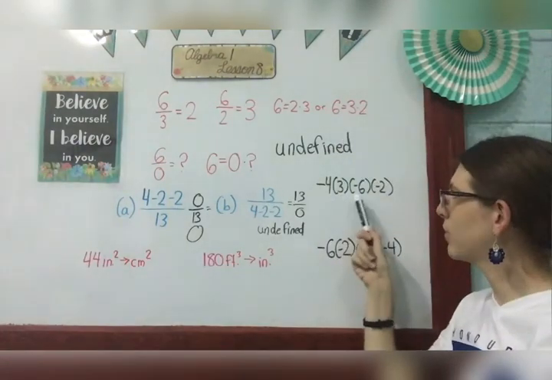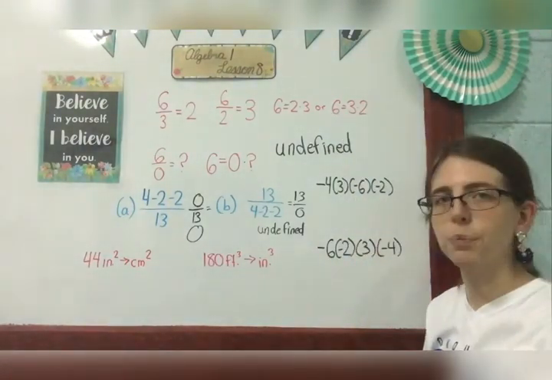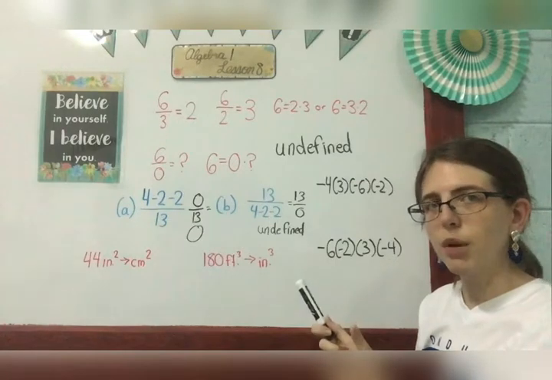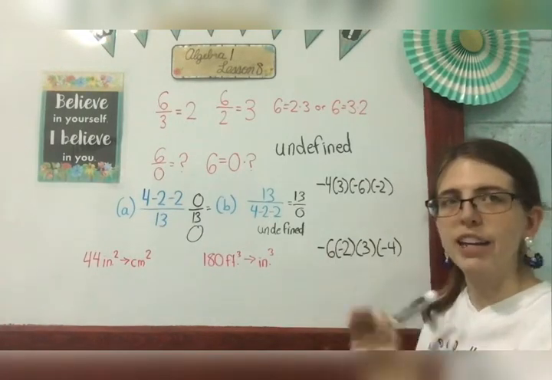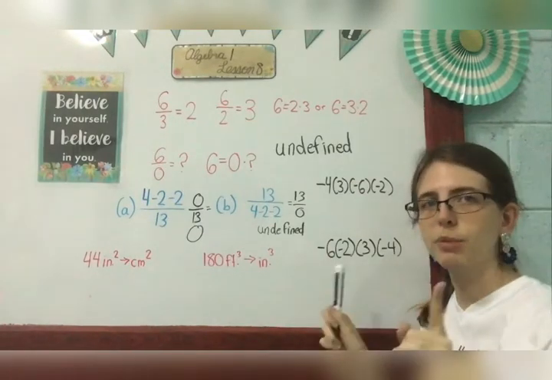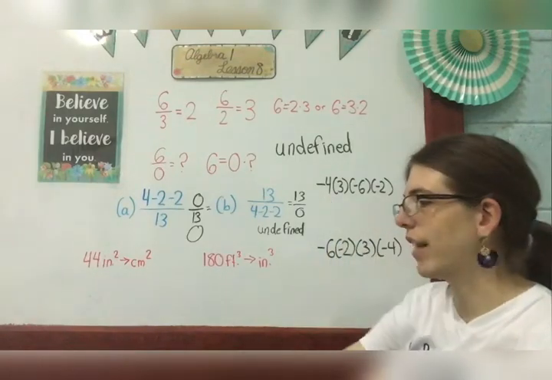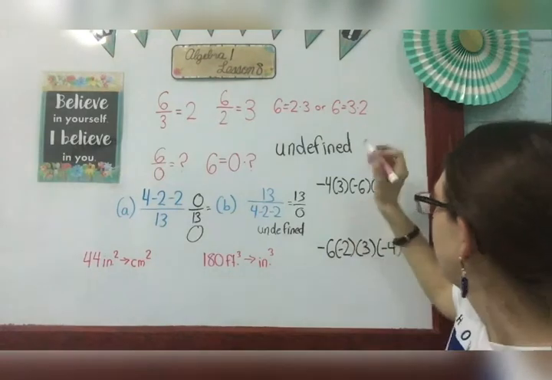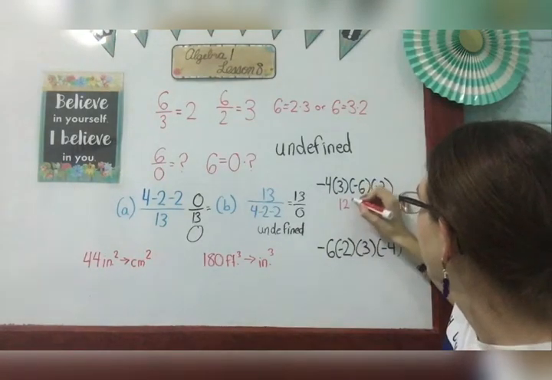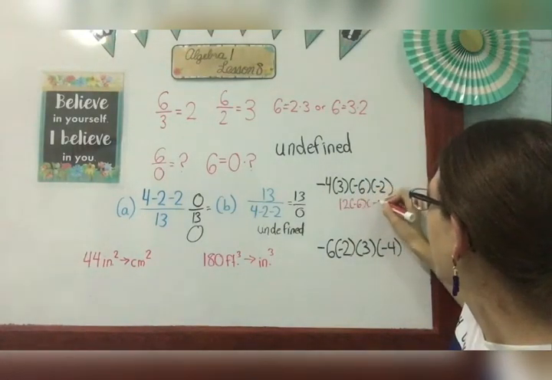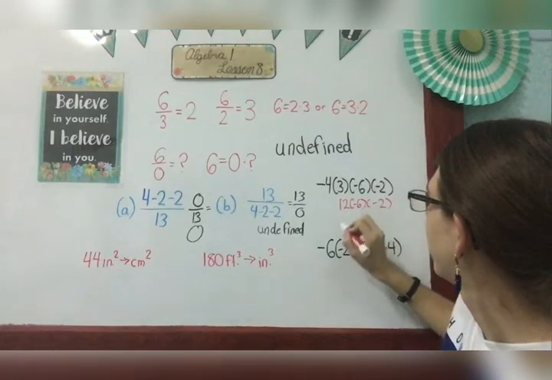So look here. Negative 4 times 3 times negative 6 times negative 2. Well, first I'm going to multiply all my numbers, okay? Ignore your negative signs and just multiply your numbers. 4 times 3 is what? 12, that's right. 12 times negative 6 now times negative 2.